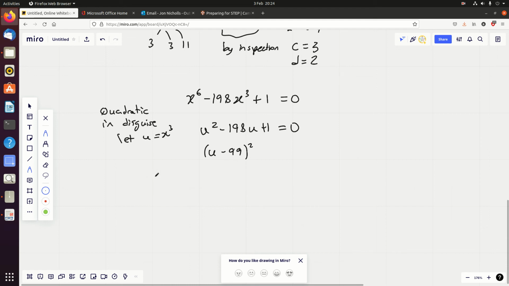Come on, this is a STEP paper. Of course they expect you to be able to just square 99 in your head. Do it the quick way, 100 minus 1 times 100 minus 1. Then you've obviously got 10,000, and you can do this almost in your head, minus 100, add 1. And so that's going to be, what is that, 9,801.